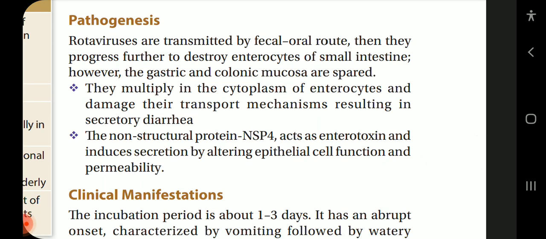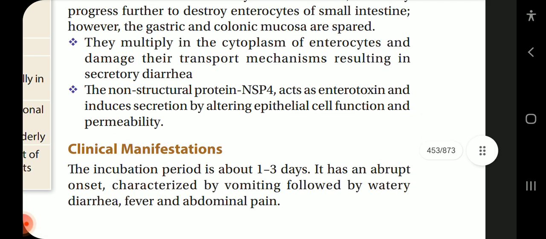Pathogenesis: rotaviruses are transmitted by the fecal-oral route, then progress further to destroy enterocytes of the small intestine. However, the gastric and colonic mucosa are spared. They multiply in the cytoplasm of enterocytes and damage their transport mechanisms, resulting in secretory diarrhea. The non-structural protein NSP4 acts as an enterotoxin and induces secretion by altering epithelial cell function and permeability.